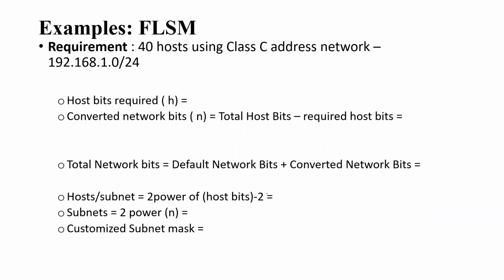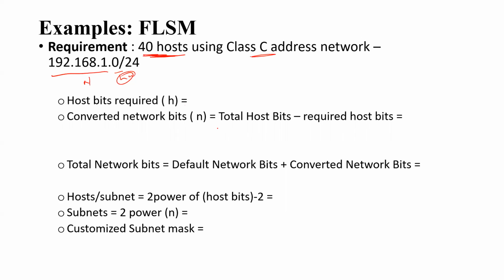Let's go with a fixed length subnet mask. We are dividing this network into multiple networks. They want 40 hosts by using a class C address. So for class C, what is that? The first 3 bytes are the network address, and the last one is the host address. So how many host bits we require, we don't know, right? Let's try to calculate that.